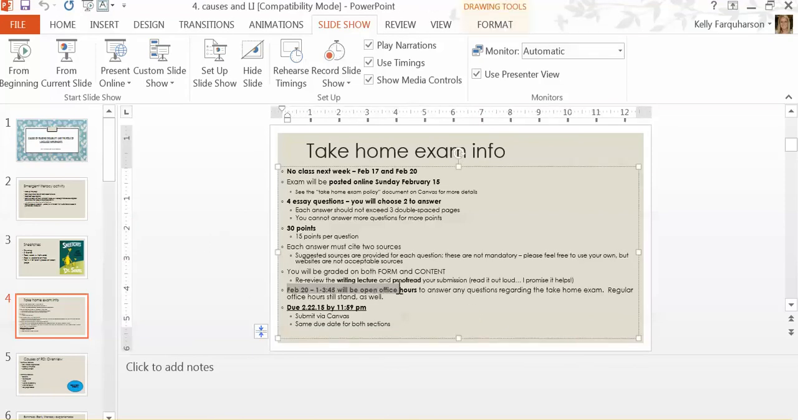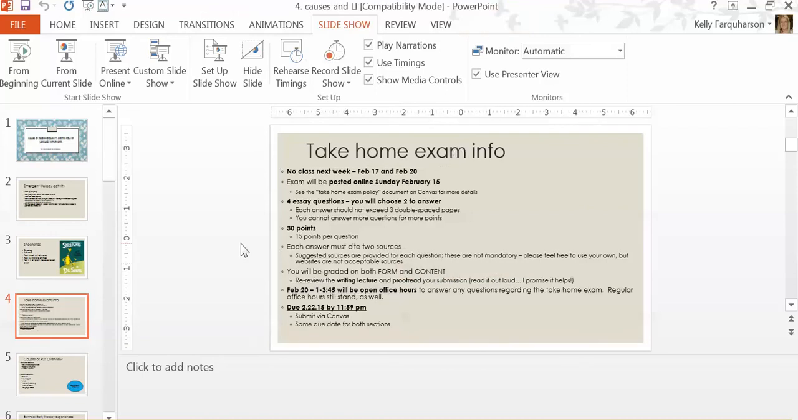February 20th, which is Friday, from 1 to 3:45, I'll have open office hours to answer any questions regarding the take-home exam. Regular office hours will also stand, at least, if I'm allowed to have office hours due to the snow. So as long as we have school, I will have my office hours, which are Mondays 3 to 4 and Wednesdays 2 to 3, as well as a special open office hours 1 to 3:45 on February 20th, which is Friday. I realize some of you have your placements during that time. No problem. If you need to talk to me, I assume that you will explore other options to do so.